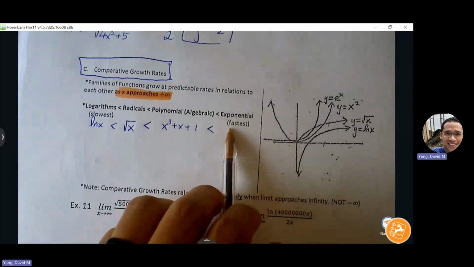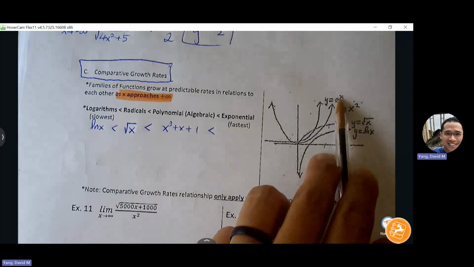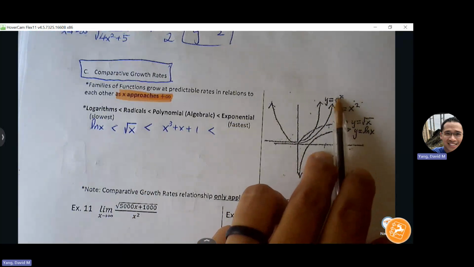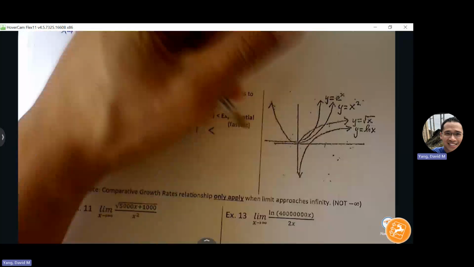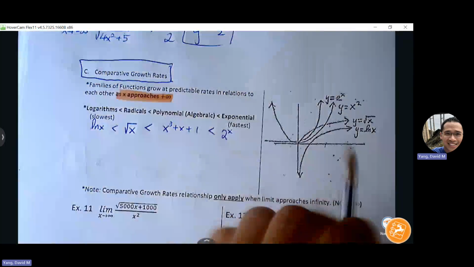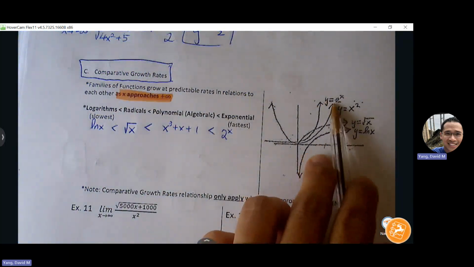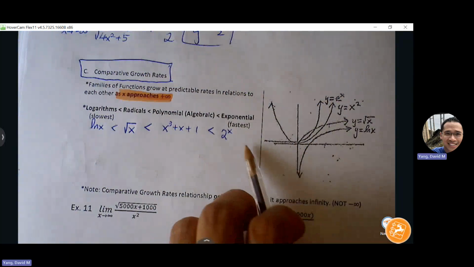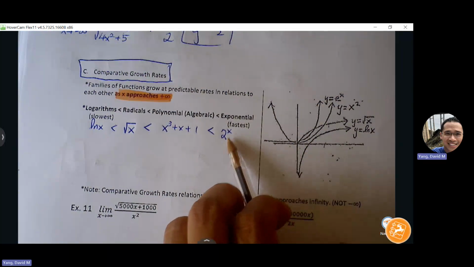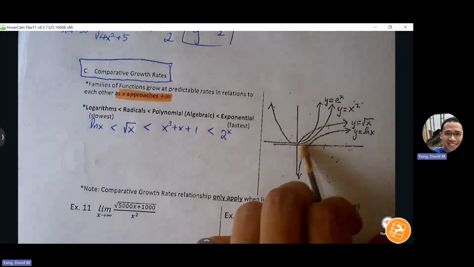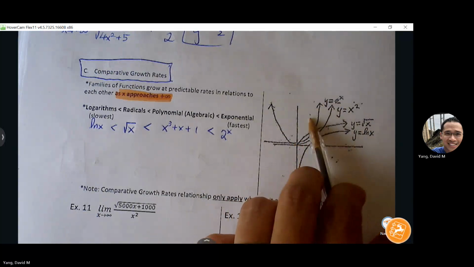And finally, exponential. Exponential is like e to the x, 2 to the x. If your variable is in the exponent, we call that an exponential function. E to the x is the one that we see the most often, but exponentials can also be other constants raised to a variable. So this is an exponential function here.